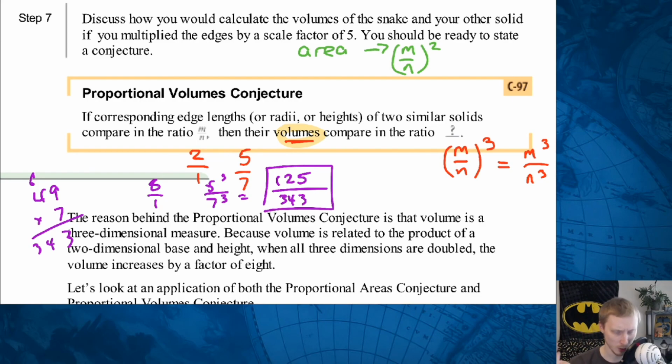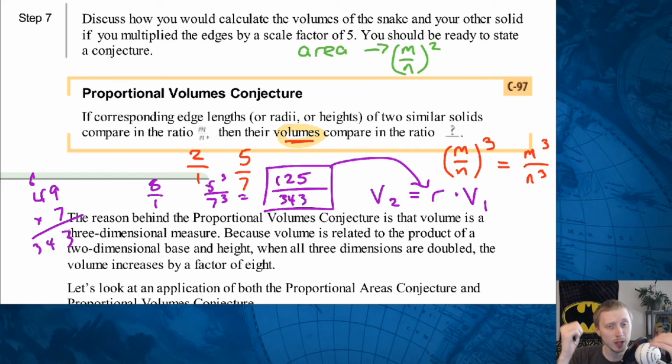125 over 343, right? And that is what is the scale factor between the volumes, right? You should take volume 2, whatever one is bigger or smaller, right, will equal that ratio times volume 1, right? When you go to do these problems, oftentimes they'll give you one volume, they will give you the ratio of the side lengths, and they'll ask you for the other volume. So take that ratio, cube it, okay?